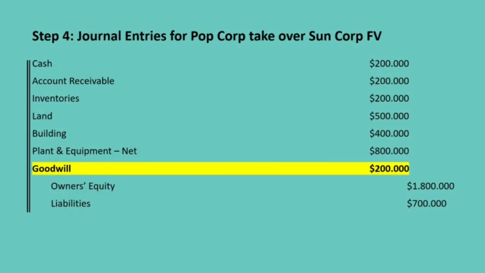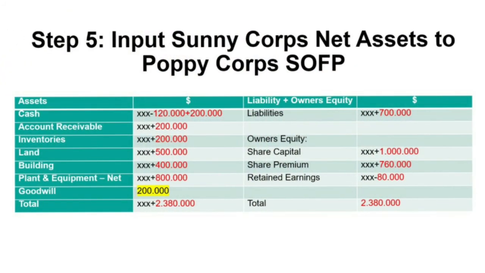And step 4 is the journal entries for Pop Corp to take over Sun Corporation at fair value. So we are going to make the journal entries in debit: cash, accounts receivable, inventories, land, building, plant, and equipment, and goodwill. And credit is owner's equity and liabilities. And step 5 is we are going to input Sun Corp's net assets into Pop Corp's statement of financial position, just like this.